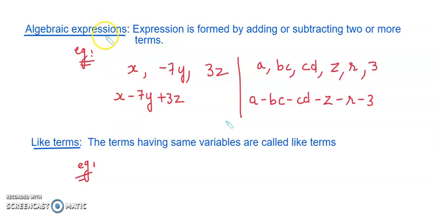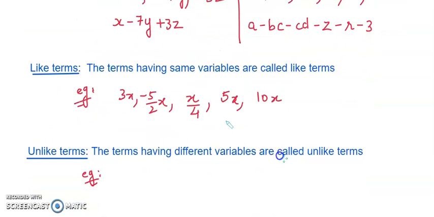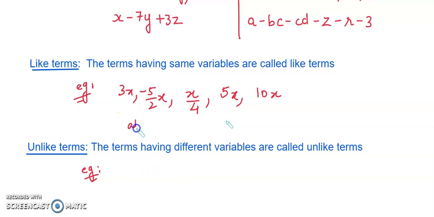Now, before we move into different types of algebraic expressions, let's look into what like terms are. Like terms are those terms which have the same variable. Like 3x, minus 5 by 2x, x upon 4, 5x simply, 10x. These all have the same variable x. So all of them are called what? Like terms. One more example that I can take here for like terms is ab, 6ab, ab divided by 3, minus ab. So all of them have the same variables a and b. Therefore, they are called like terms.